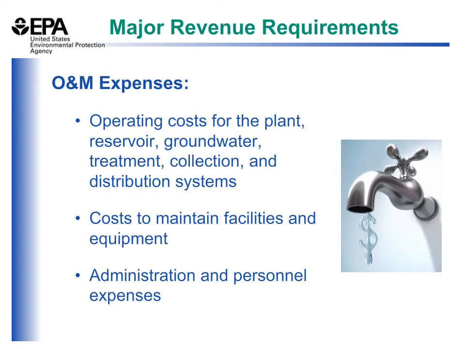Major revenue requirements can be split into two major categories: your operating expenses and your capital costs. Operating expenses for running the plant, surface water reservoir or groundwater treatment, collection and distribution systems, and costs to maintain the facilities and equipment. Also, the expense of paying the administration and personnel, salaries, costs for running the office, supplies, things of that nature. And costs to maintain the facilities, or operation and maintenance costs, things that should be in your annual budget.